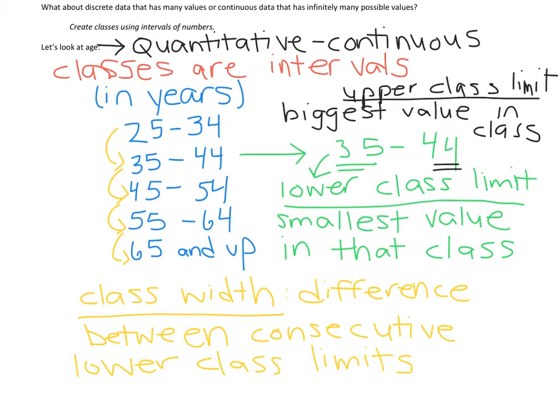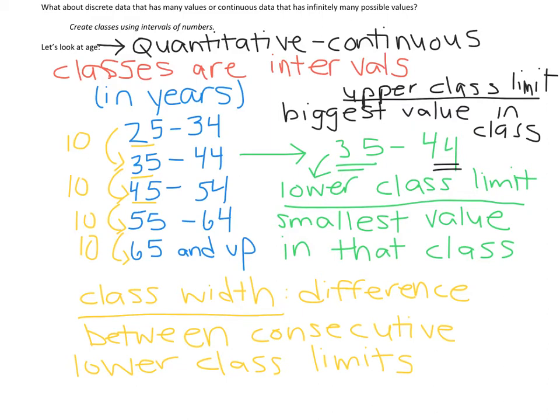The difference between consecutive lower class limits. So for instance, consecutive lower class limits are 25 and 35, and that difference is 10. Then going from 35 to 45, again, that's 10. So 10 years is the class width.